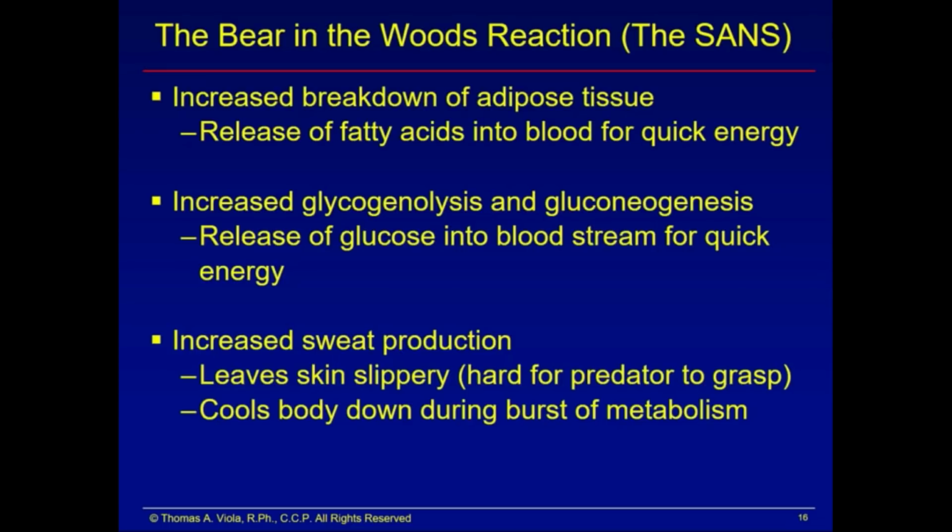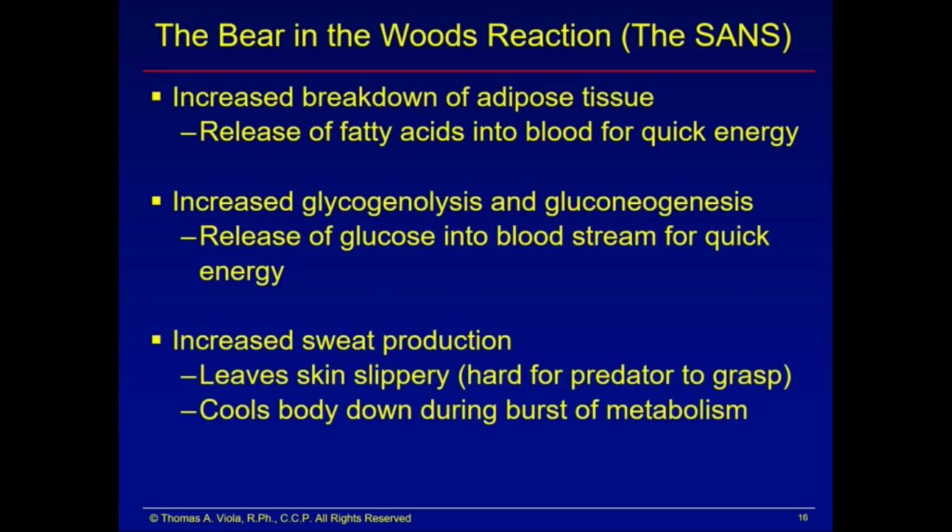Increased breakdown of adipose tissue. You could say that again. I lost about 5 pounds while running from that bear. Increased glycogenolysis and gluconeogenesis. So in other words, folks, remember all that glycogen you stored up when you were having the pizza and beer? Now's a good time for that glucose to be released in your bloodstream. So glycogen is broken down into glucose, and you become a lean, mean, burning glucose machine.